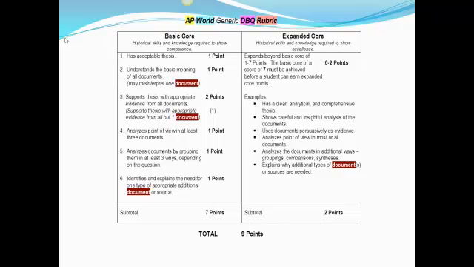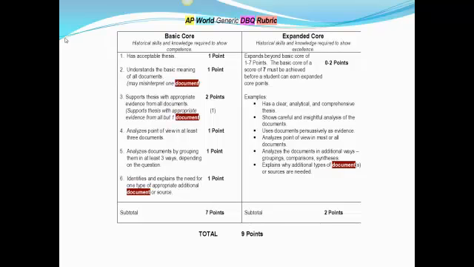Number five, you have to analyze your documents by grouping them in at least 3 ways depending on the question. And grouping means just there's at least 2 to a group. So if you have 9 documents in your DBQ, you probably want to think along the lines of 3 documents in a group, and that way you've covered all parts of the basic core of the rubric.